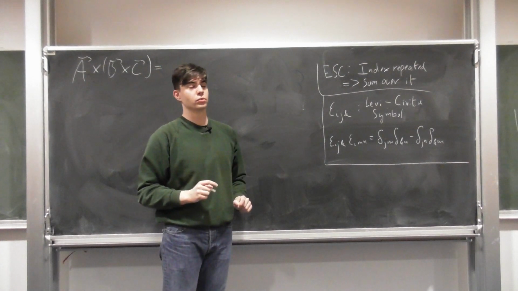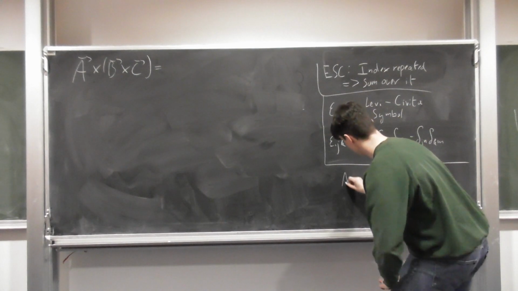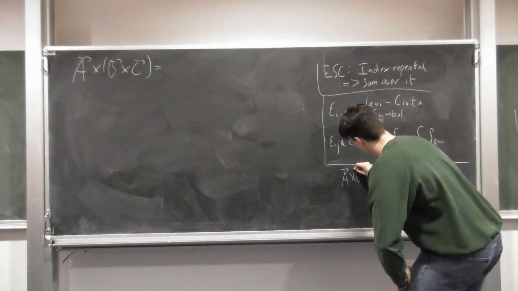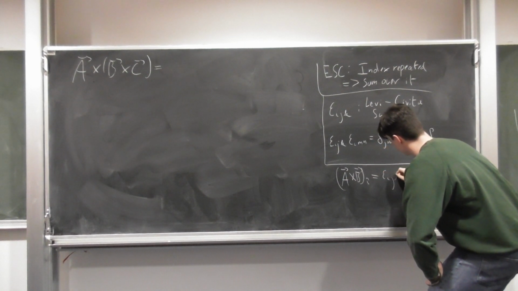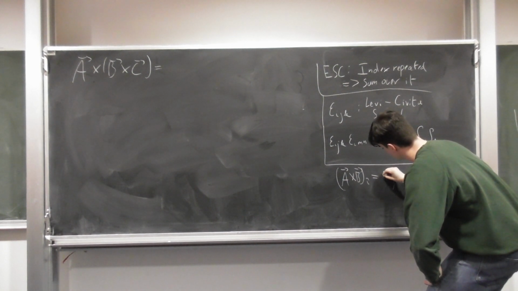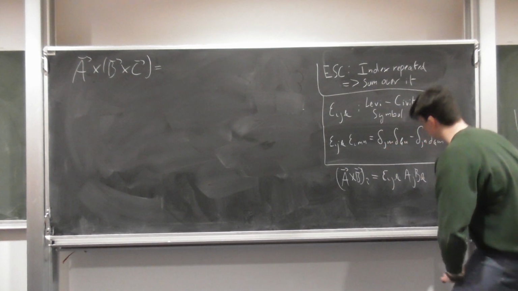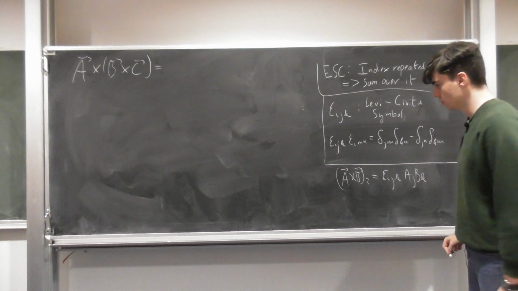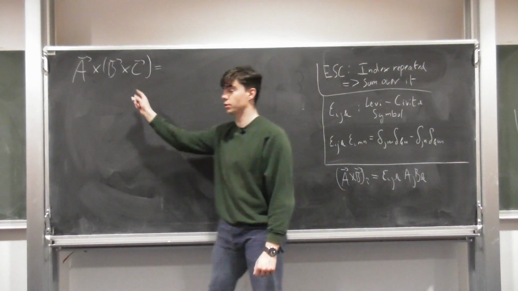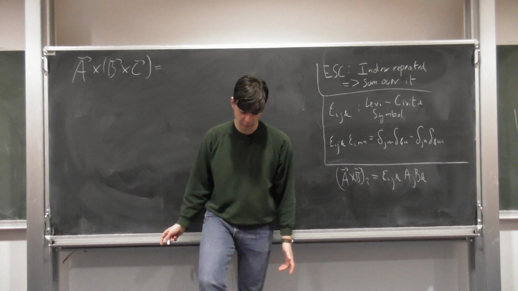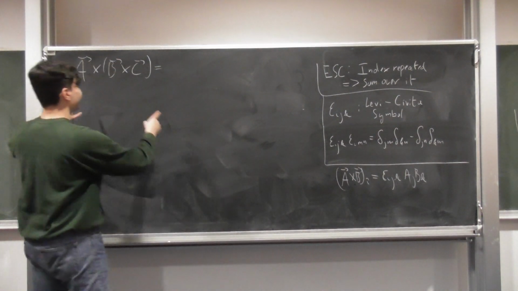But how we defined the cross product earlier was, I'll write it down here, that the ith component of A cross B is equal to epsilon ijk aj bk. So for one cross product, we have one Levi-Civita symbol. That means for two cross products, we'll supposedly have two Levi-Civita symbols. Good to know. Another thing to notice is this is a vector.